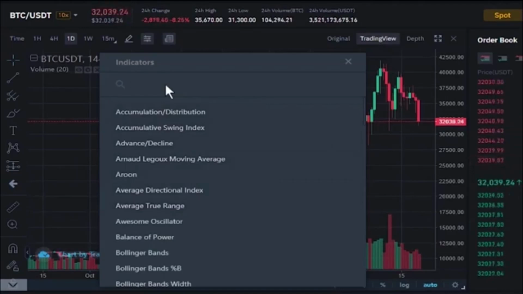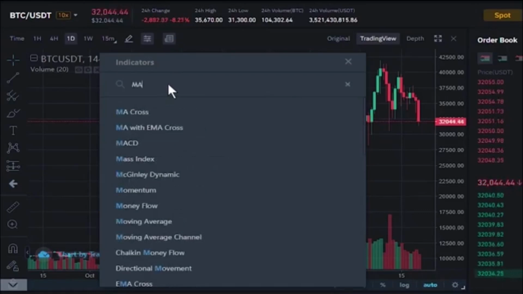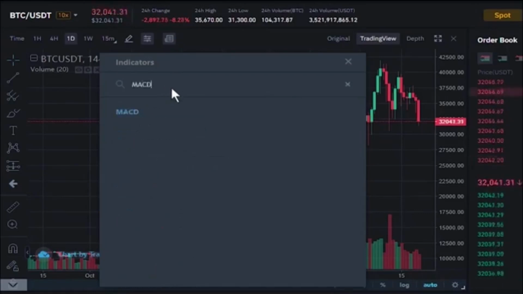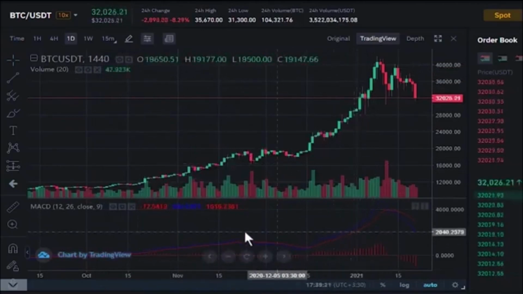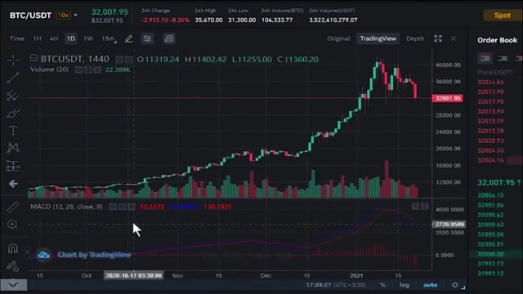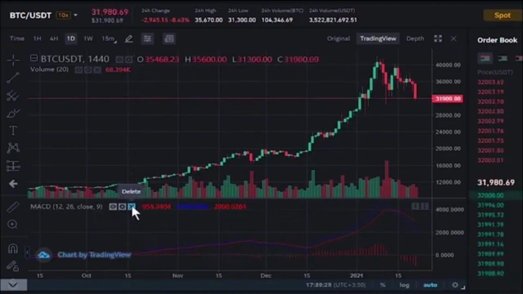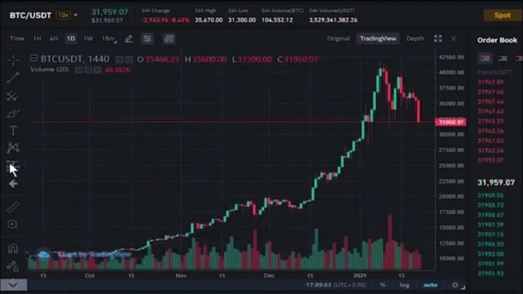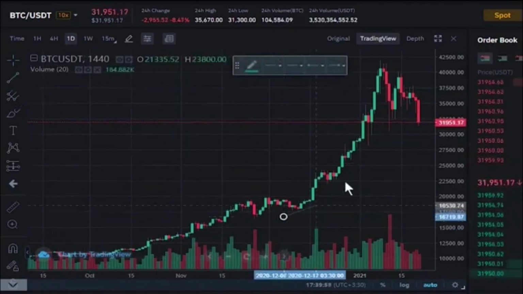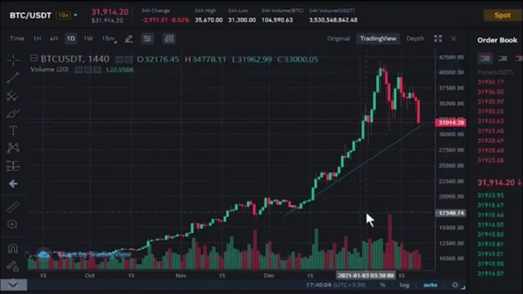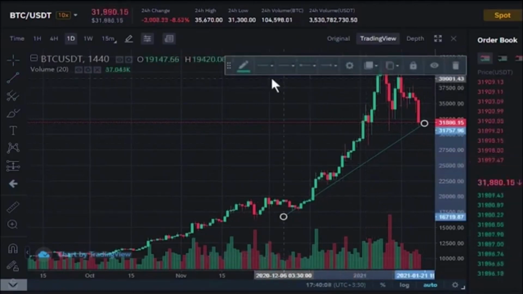For example, I search MACD, and by clicking on that, as you can see, the indicator is added here, and you can close the indicator by clicking on the delete button. Here you have some tools that you can use for trading. For example, you can use this for drawing trend lines like this, and simply by clicking on that, here you have some options for settings, and you can remove it by this button.